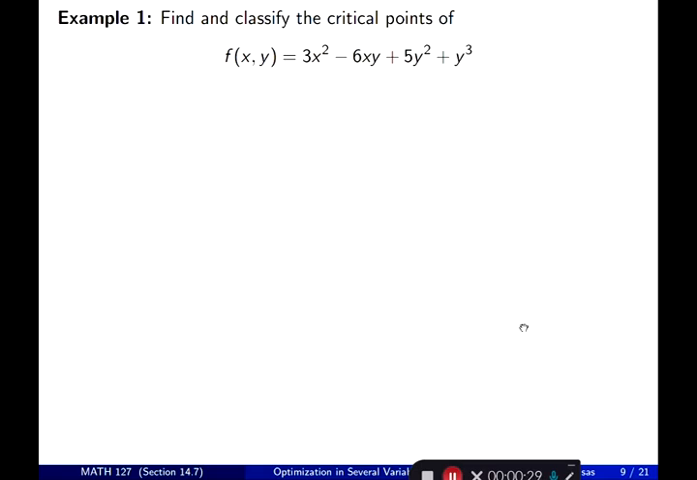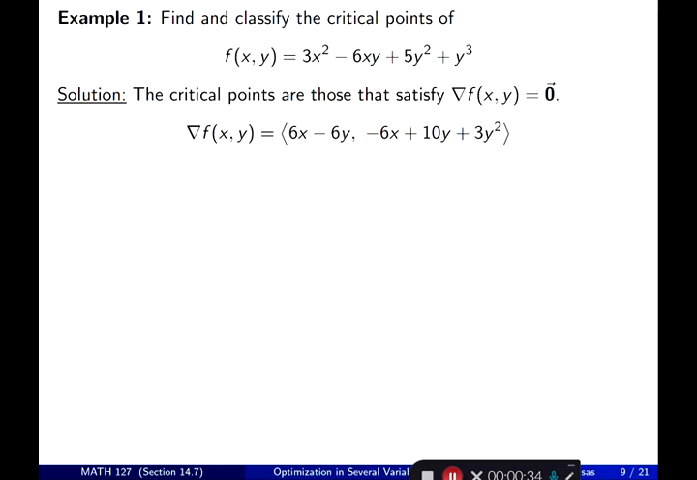Finding them involves finding the gradient vector. So the partial derivative with respect to x of the function is going to be 6x minus 6y, and then nothing else. For the partial with respect to y, this one is negative 6x plus 10y plus 3y squared.